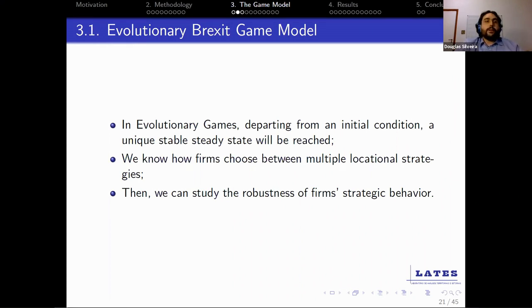So we assume that they are bounded rational firms, and they are not aware of all the strategic variables at the beginning of the game. They don't know exactly how much they will win in specific situations, but they know how to learn. They can observe the other firms' behavior, and then they will update their strategies over time, and then they will reach this equilibrium. So that's how we set our model here.